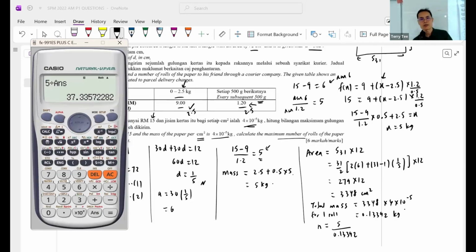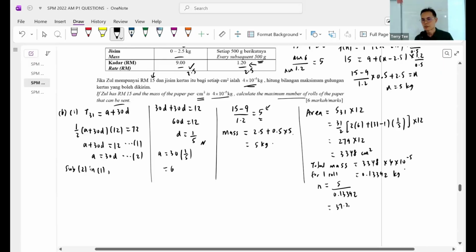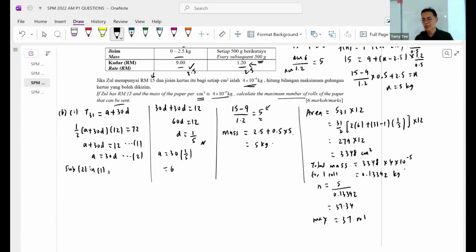37.34. Right? Now, if you get 37.34, what should I take? What's your maximum? Maximum is 37. That 37 row. You can't send more than that. Why? Because you can only send 37.34. You can't do 38. You can only do 37.